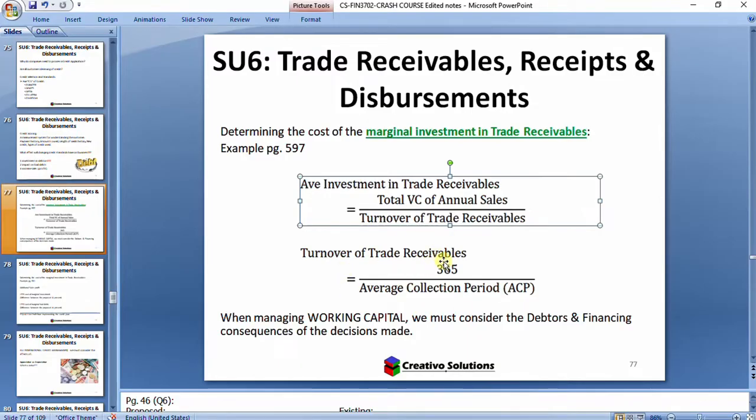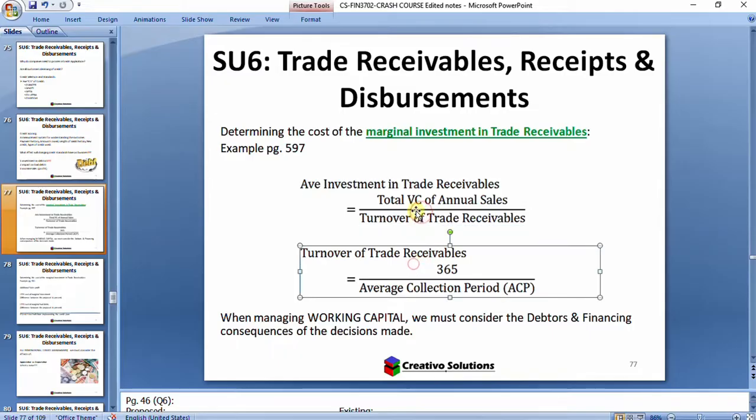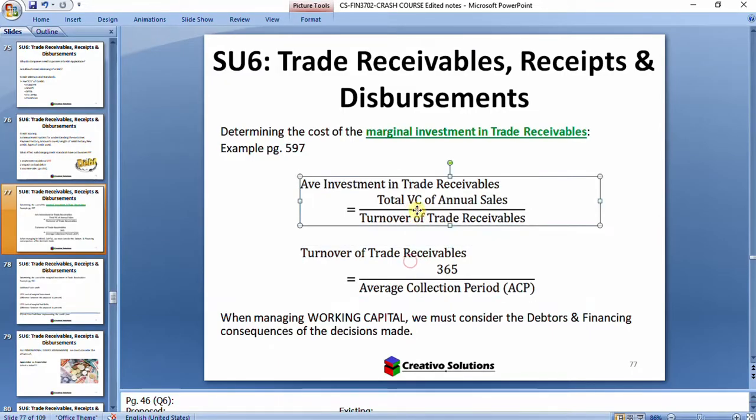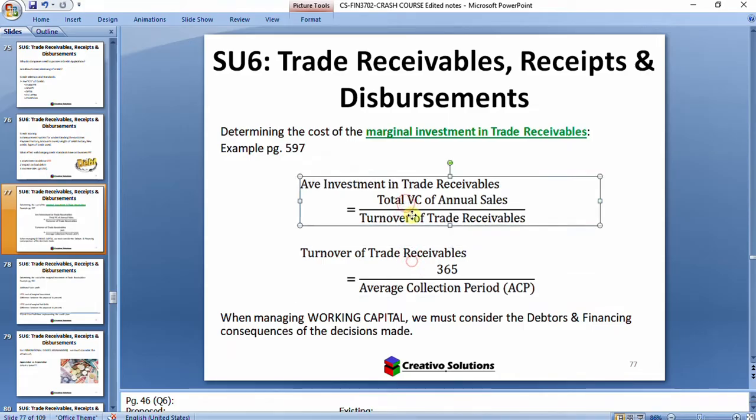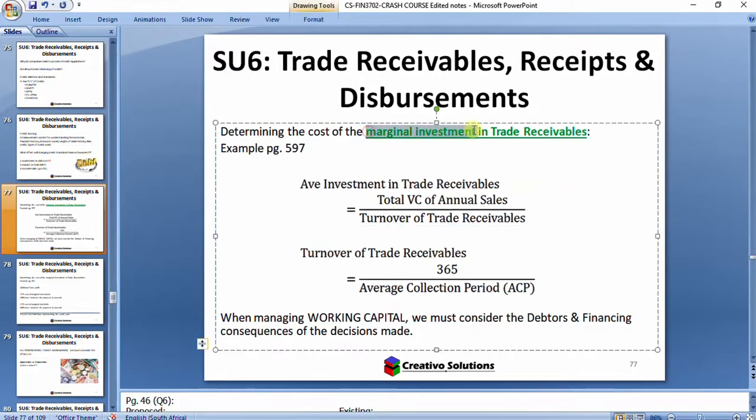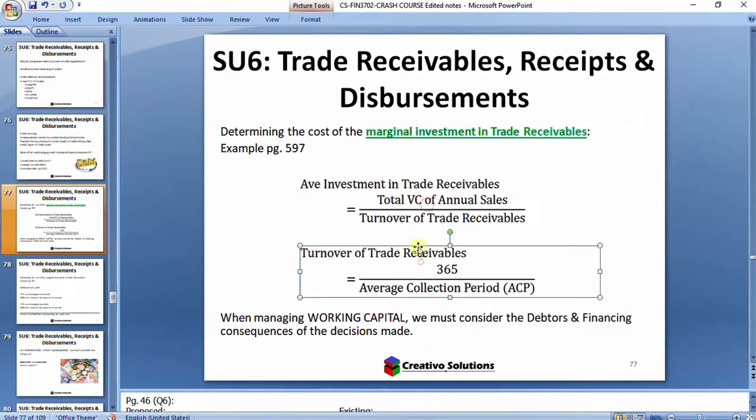Here, we're looking at the same thing. If you take 365 and divide it by the collection period, you're basically saying, during the year, this is how many times I'm going to have to turn over my debtors, in other words, collect. Make sense? Okay. Luckily, you said last time that you have an open book online assessment, so you'll have these formulas. You don't have to study them, but just bookmark this page. Remember, when you're asked about the investment in trade receivables, you need to use these two formulas.